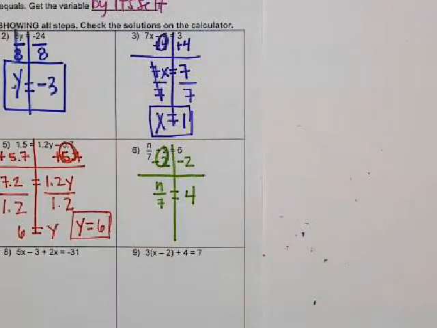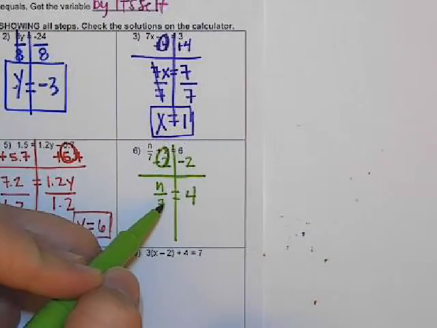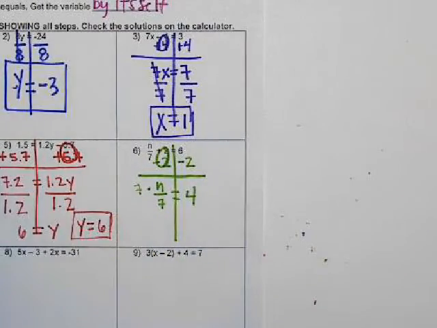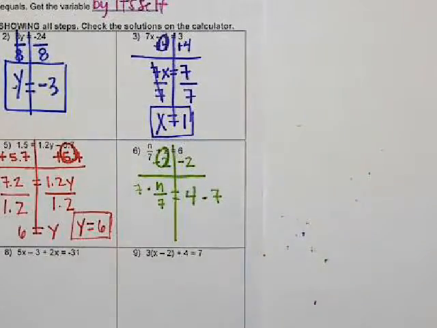All right, now look at your n. It's a fraction bar. What's that mean? Divide. What's the opposite of dividing? Multiplying. So I'm going to multiply the top by 7. And I'm going to multiply 4 by 7. What I do to one side, I got to do the other.